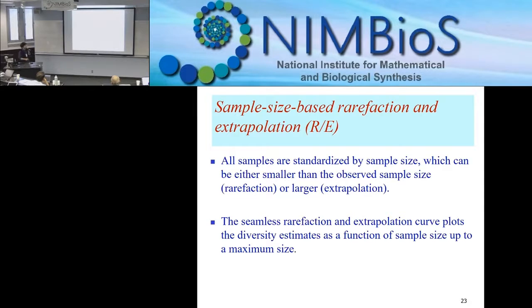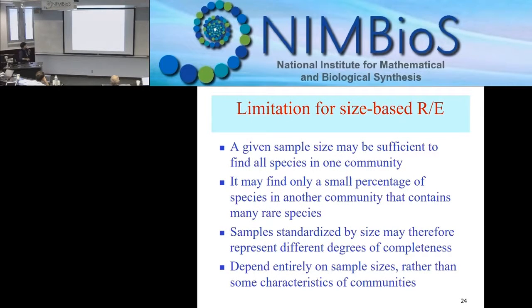The conventional method for standardization is to use a standardized sample size. For a standardized sample size, which can be smaller than the observed sample size, this is the classical rarefaction. And now we can do extrapolation. However, what are the limitations of standardizing sample size or sampling effort? A given sample size may be sufficient to find all species in one community, but it may find just a small percentage of species in another highly diverse community. Therefore, if we standardize by sample size, the samples may just represent different degrees of completeness.